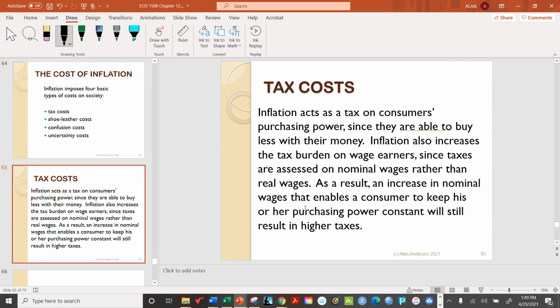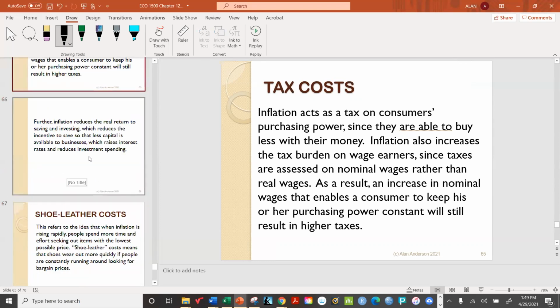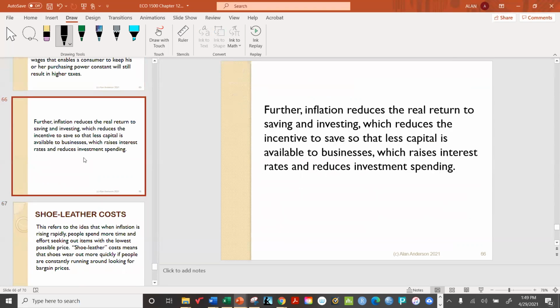All right, now, of course, it also reduces the real return to saving and investing, which means people save less, interest rates go up, and we have less consumer spending and less investment spending. So this is where a lot of the harm comes from. Anything that causes rates to go up and a reduction of investment is going to reduce GDP growth in the future, and therefore our standards of living will be lower than they otherwise would have been.